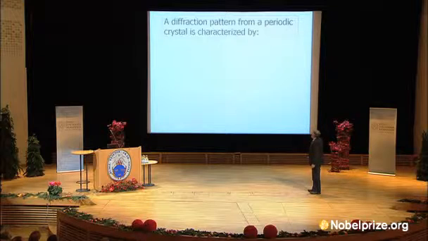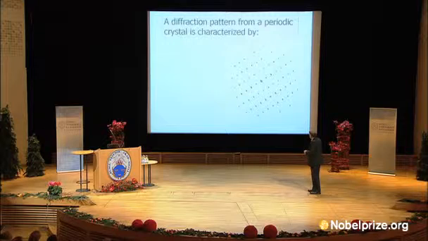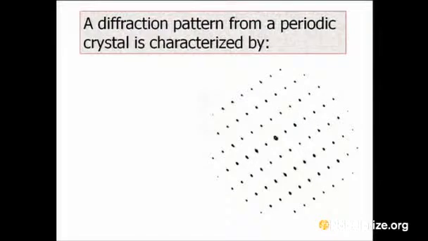And now let's look at the diffraction pattern from a periodic crystal. This now is a diffraction pattern, electron diffraction pattern. These are not the atoms. This is the reciprocal space of the real space. This is the space of the diffraction pattern.